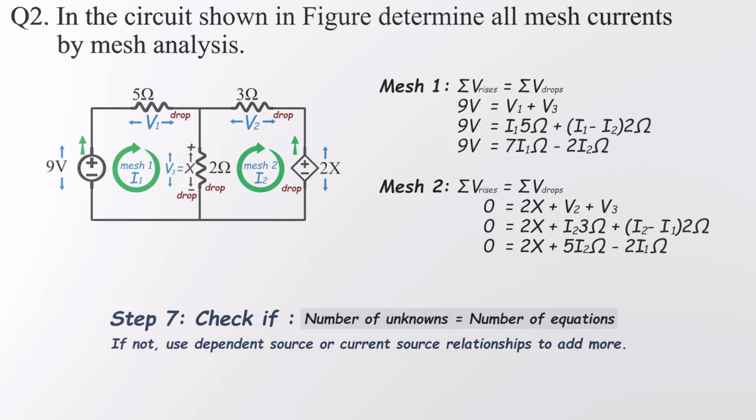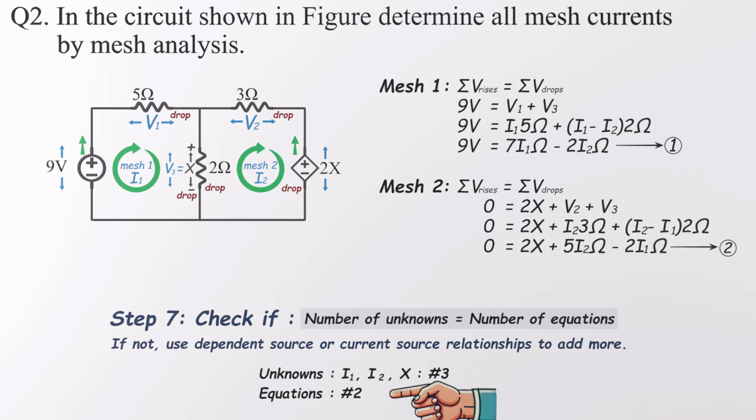Step 7. Make sure you've got enough equations to solve for all your unknowns. Let's count the unknowns. Here, I1, I2, and here we have X, I2, and I1. So totally, we have 3 unknowns, I1, I2, and X. Now let's count our equations. We've got 2 KVL equations, 1 from each mesh. That's 2 equations for 3 unknowns. Not enough.